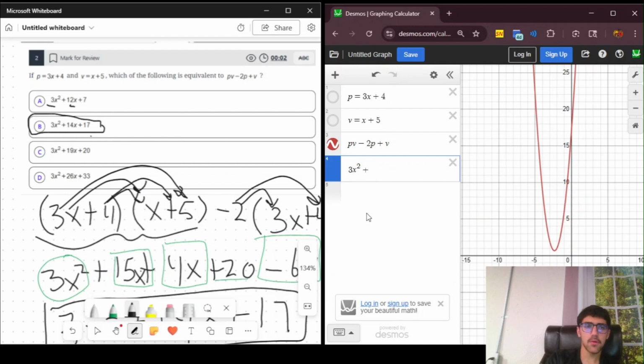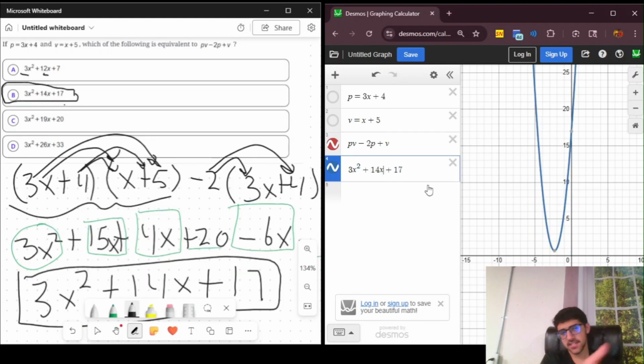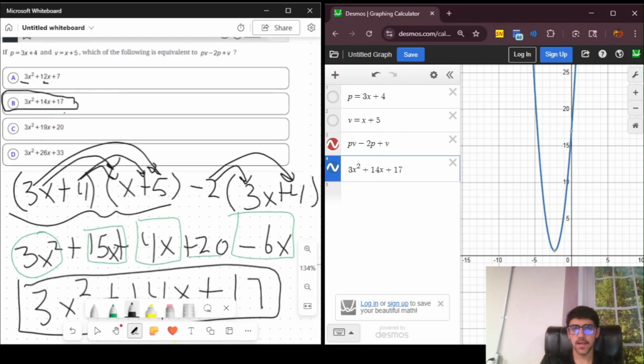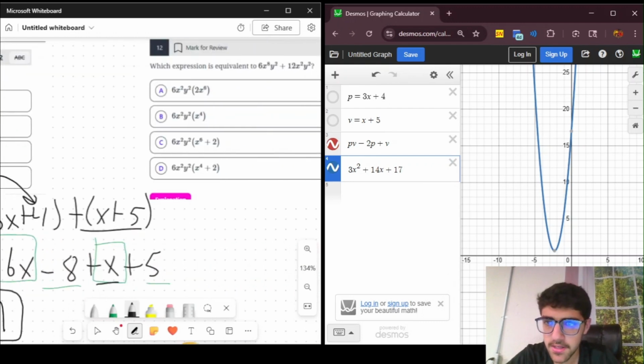And then if you plug in B, the one we said was right, 14x plus 17, you see that it's the exact same line, which tells you that it's equivalent. It's based on preference. You guys can choose. You could either do it this way on Desmos, or do it this way using paper and pencil. Okay, so let's move on to the second medium question.